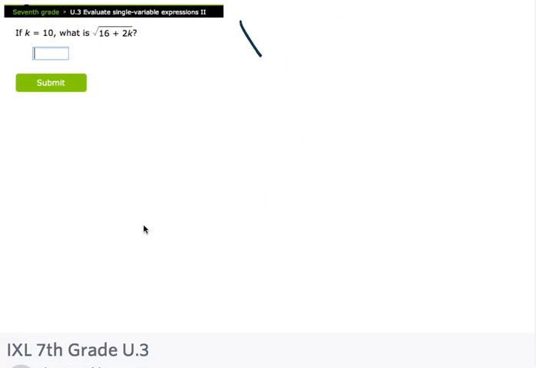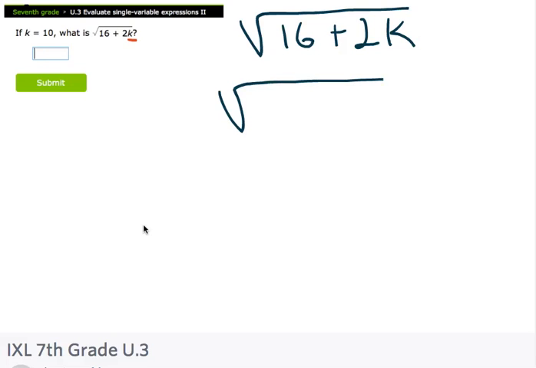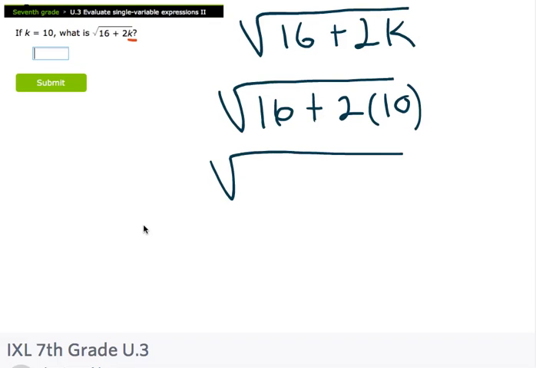Okay, last one, I believe. We're going to have a square root. So the square root of 16 plus 2 times the variable k, and we put in the value of 10 where we see a k. So we replace the k with a 10. So that is the square root of 16 plus 2 times 10. That becomes the square root of 16 plus 20.